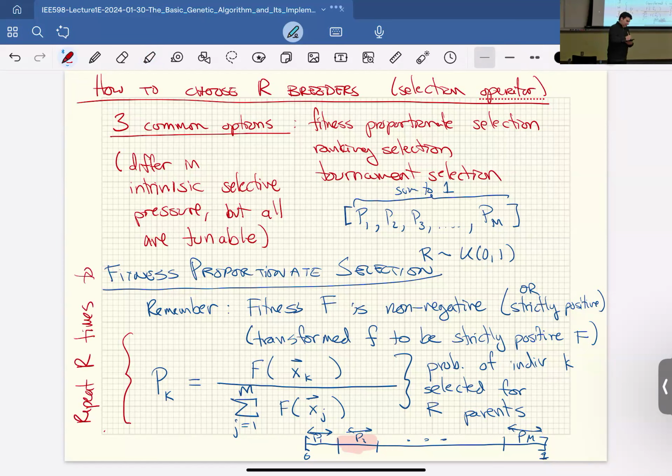To get our parents. Does that make sense? So that is sort of a conventional way to do roulette wheel selection.